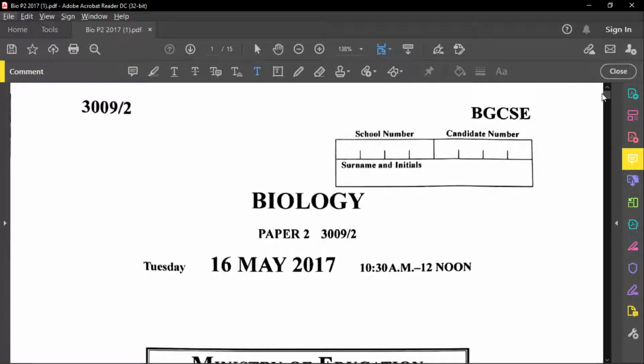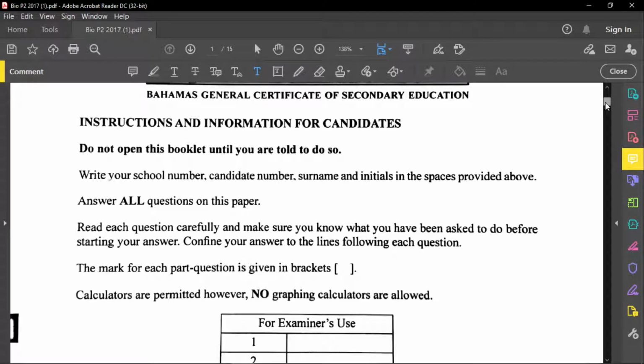Welcome back. Now, today we're going to do another biology BGCSE paper review, and we're reviewing 2017 paper 2. Remember to always write your school number, your candidate number, your surname, and initials. Remember also to read through the instructions carefully, and if you have any doubt or if something is not clear, please do ask questions before the examination starts.